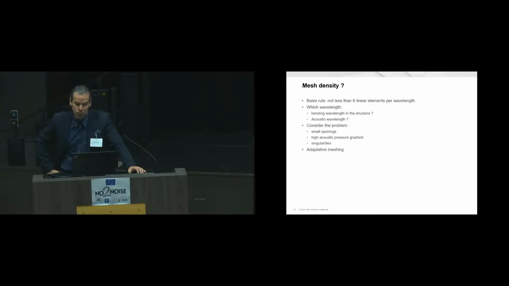So you would like to use big elements, but you cannot. Why? Because you have to discretize an oscillating field. So a basic rule of thumb is at least 6 linear elements per wavelength. Usually it's not enough. Why? Because you have other constraints. You have small openings or geometrical details that can lead to smaller elements. You can have singularities or have to describe non-homogeneous properties in your material, for which you will need to use the mesh also. And so you can need to have smaller elements, at least in some parts of the mesh.